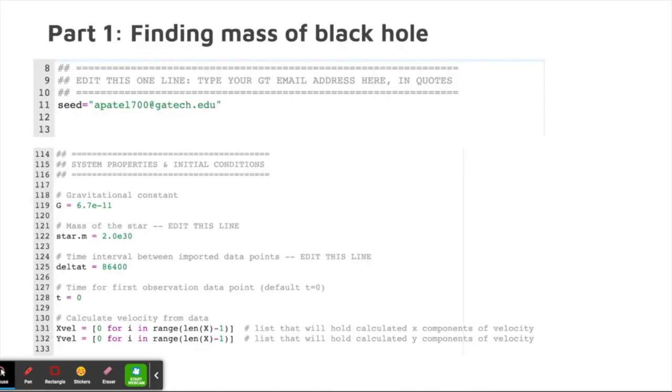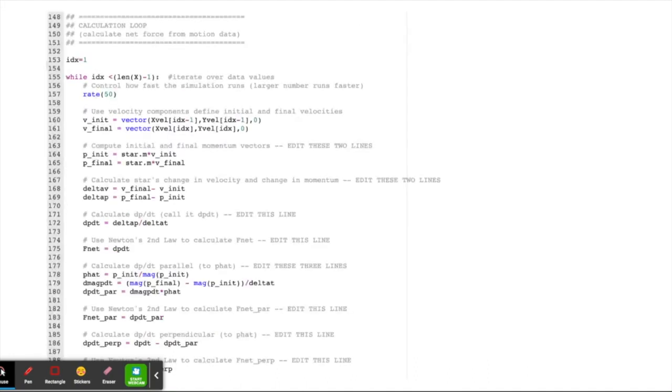So here is the GlowScript code for part 1. I added in my GOTEC email as listed here, and added in the mass of the star and the amount of seconds in 1 day for delta t. I then computed the components to find the initial and final velocities and initial and final momentum vectors, as well as the velocity and change in momentum. I basically added in the formulas to calculate these values.